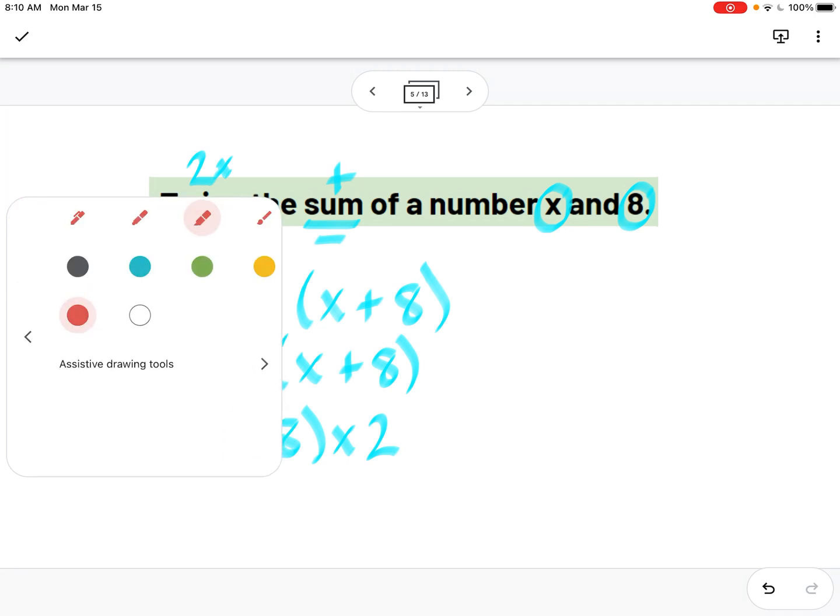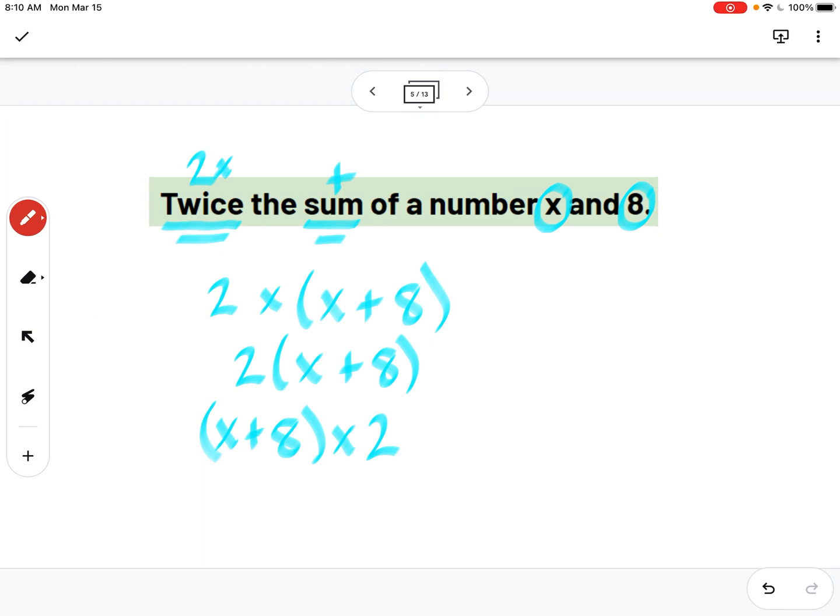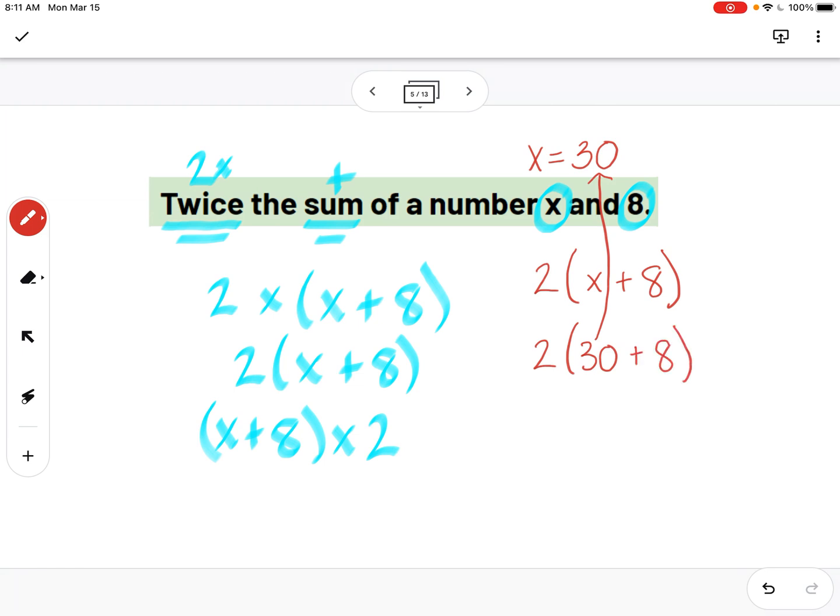Let's say if x equals 30, I want you to solve when x equals 30. So we can use any of these expressions. I'm just going to use 2 times (x plus 8). So all I would do is I'd put 30 in place of x, since as we see up here, it's saying x equals 30. And now, remember, order of operations would tell me to do parentheses first.